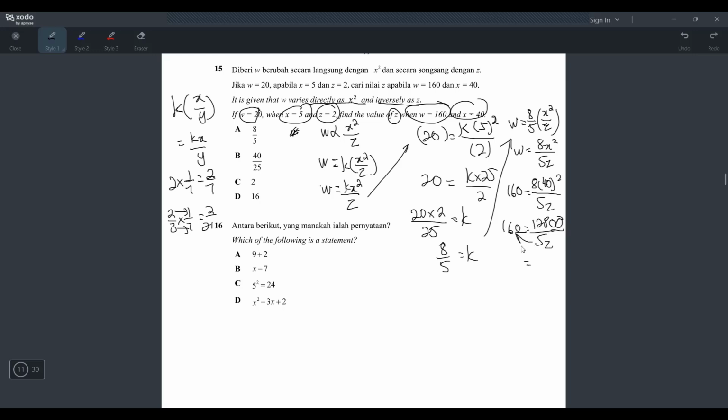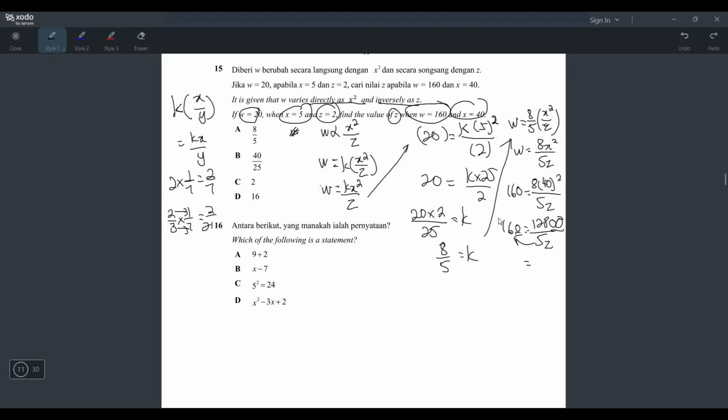Okay, please, if you want to find Z and your Z is at the bottom, you have to bring it up. You have to move the Z up first, because now your Z is at the bottom. So please don't tell me something like, oh sir, if I want to find Z, I can move the 12800. Cannot. If you want to find Z and your Z is at the bottom, then you have to move the Z to the top first. So what you do is you take 160 times 5Z.